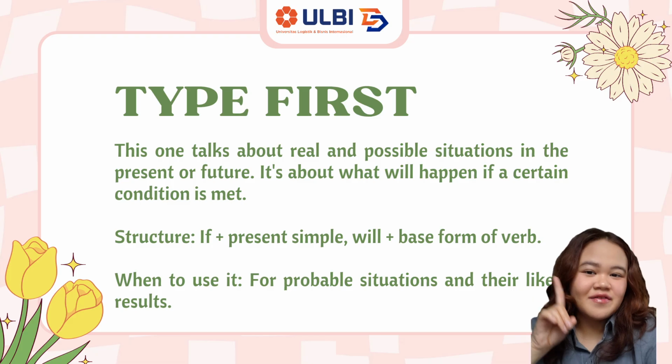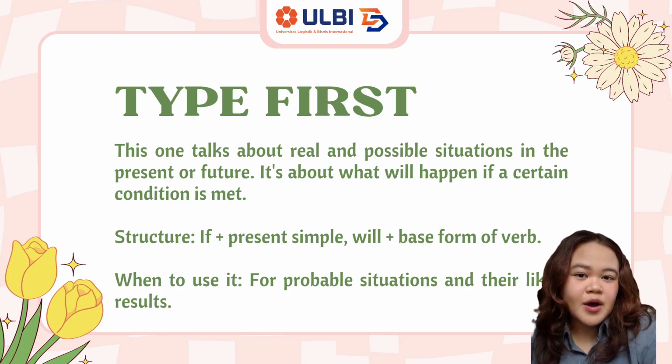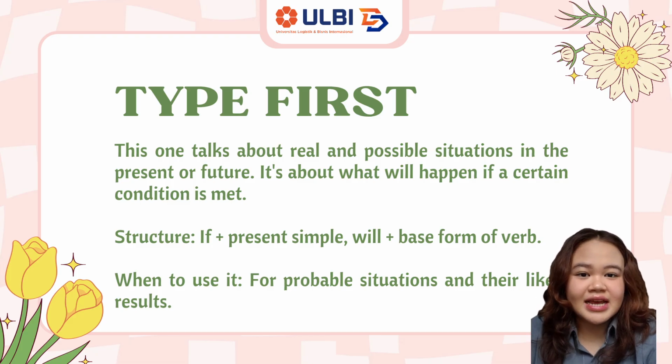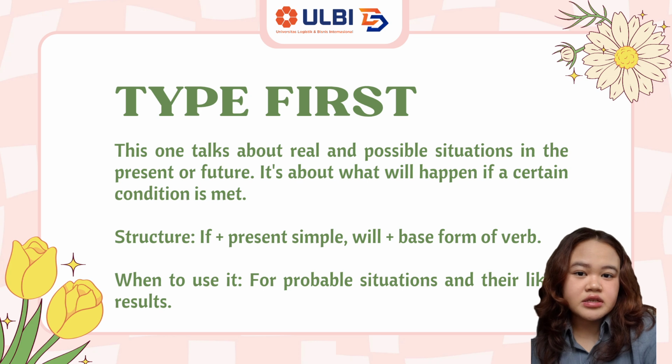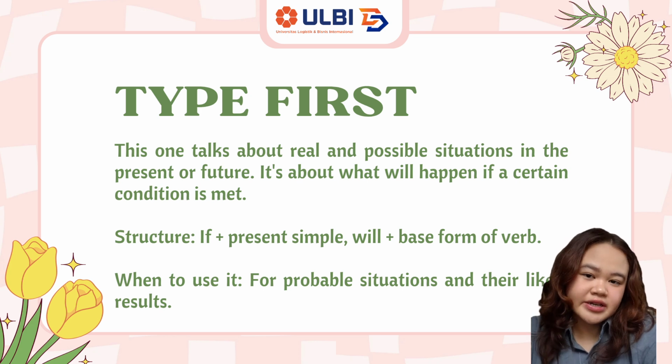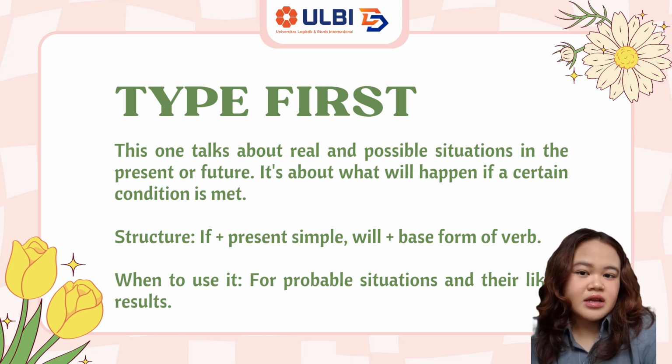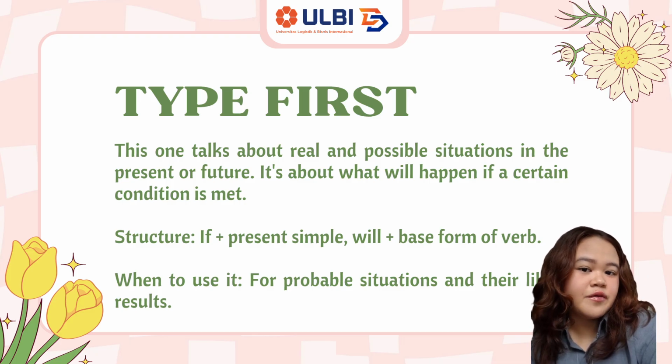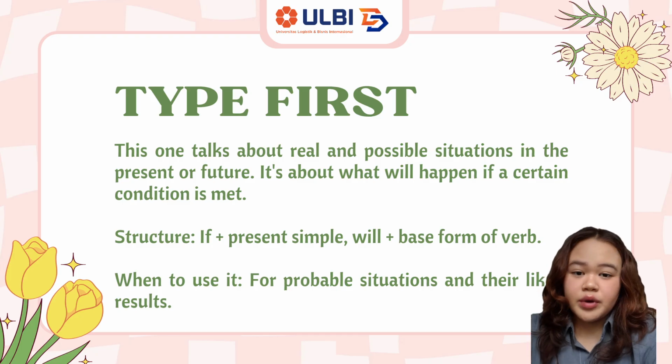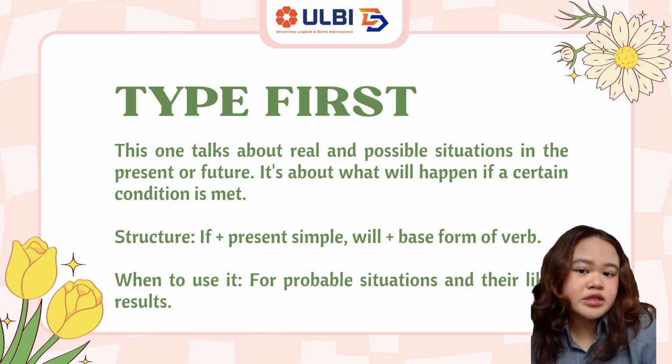Next, we have the first conditional. This talks about real and possible situations in the present or future. It's about what will happen if a certain condition is met. So the structure is if plus present simple, will plus base form of the verb. When to use it? For probable situations and their likely result.